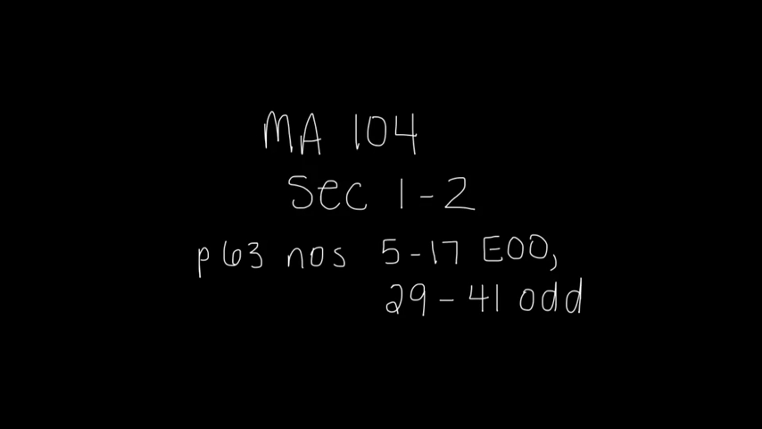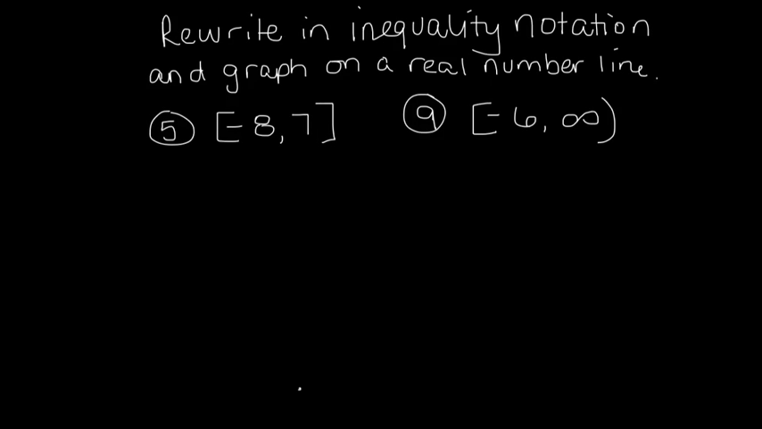This is the first set of problems for section 1-2 in MA104. The first problems ask us to rewrite in inequality notation and graph on a real number line. These problems are written in interval notation. We can tell by, in number 5, the closed brackets that are around it, and in number 9 we have the closed bracket around the number and then the open parenthesis around the infinity sign.